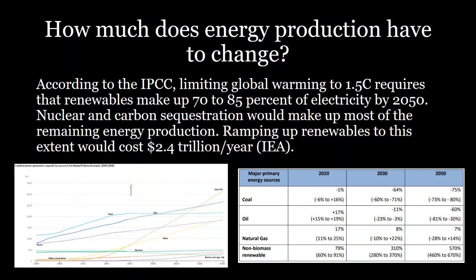And the remaining 15 to 30% will be taken up both by nuclear power as well as carbon sequestration, which we talked about just previously.